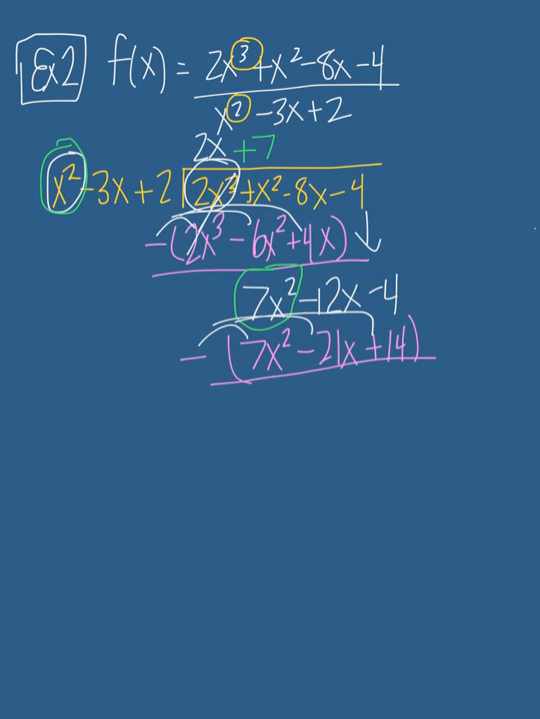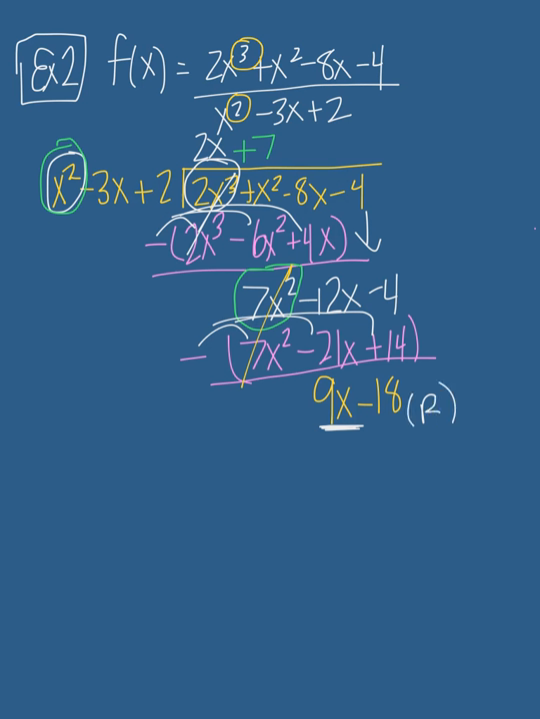If I add these together, that cancels out. It's a negative 12x and then a plus 21x. I think we get 9x. And then this is going to be a negative 14, so I'm going to get minus 18. At this point, I notice that the 9x can't be divided by x squared, so this is my remainder.